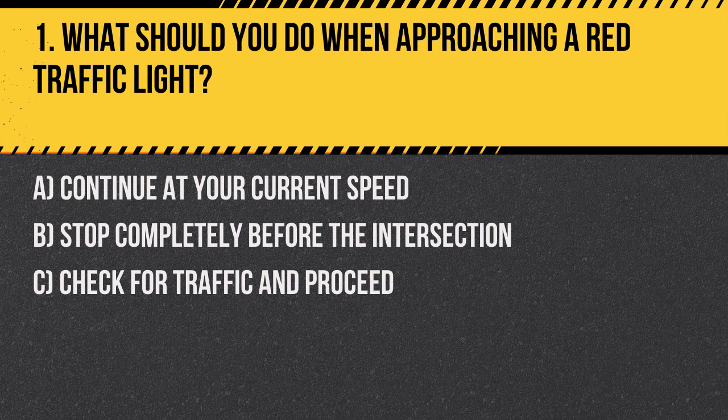Question 1. What should you do when approaching a red traffic light? A. Continue at your current speed. B. Stop completely before the intersection. C. Check for traffic and proceed.